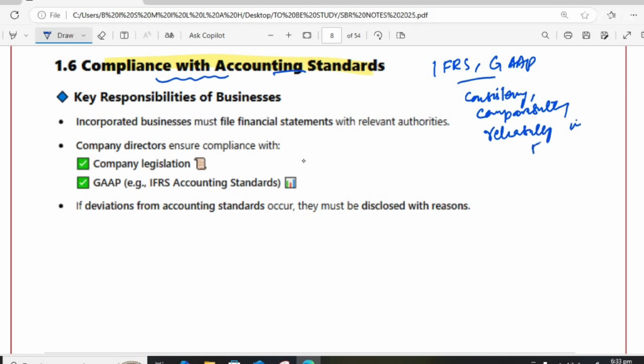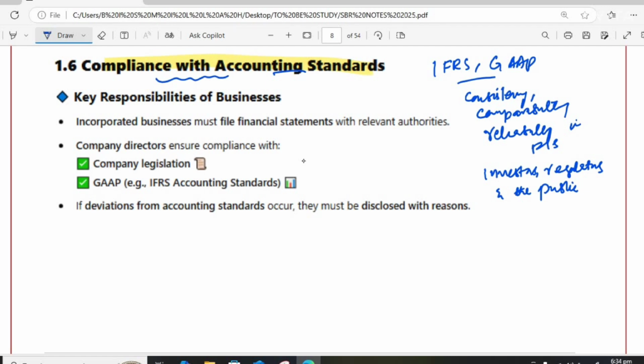in financial statements, right? So compliance actually reflects ethical responsibility to stakeholders like investors, regulators, and the public. Now, when you are compliant with the accounting standards, it means that it reflects your ethical responsibility to the stakeholders, which may be investors, regulators, or the public.